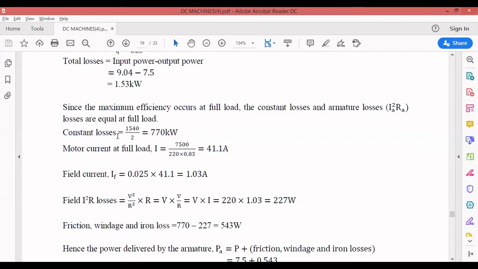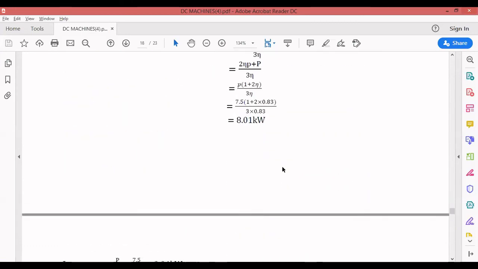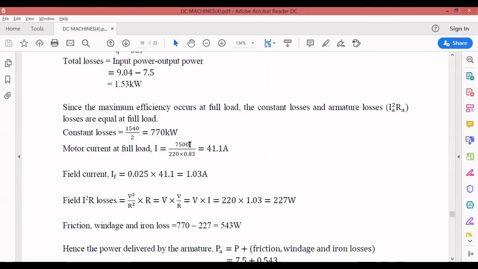Okay. Now, after calculating the constant loss, let us calculate the full load motor current. Power divided by voltage, and one more step, efficiency you have to take into consideration. P is 7.5 kilowatt, divided by 220 volts into efficiency 0.83. Full load current I is equal to P divided by V into efficiency. What you get here? 41.1. That is your full load current.